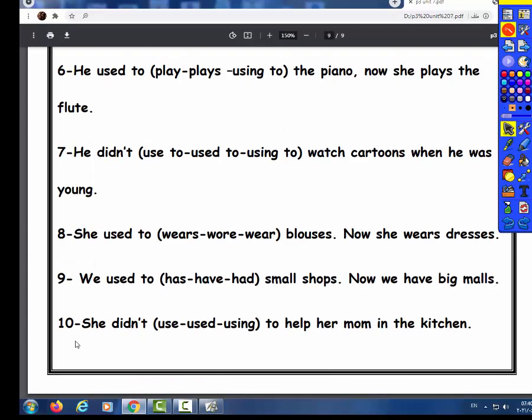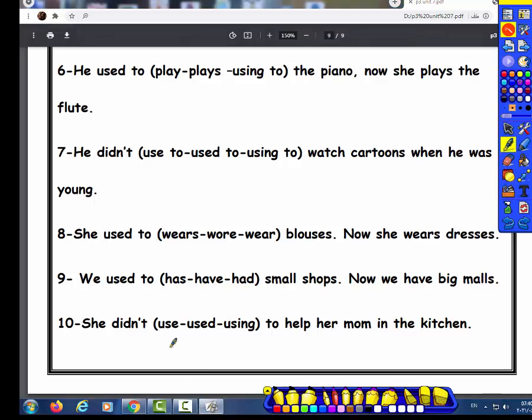Number 10 and the last one, she didn't use or used or using to help her mom in the kitchen. After didn't, we said before, with did and didn't comes verb stem. What is the verb stem here? Use. She didn't use to help her mom in the kitchen.